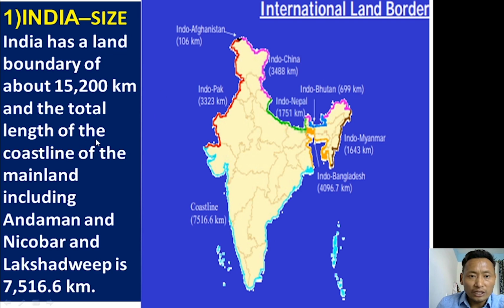And the total length of the coastline of the mainland. Coastal means these regions are coastal areas of India, because these lands are nearest to the sea. Including the Andaman and Nicobar Islands, this blue one, and the Lakshadweep Islands, the total is 7,516.6 kilometers. So this is India's length of boundary, India's total length of boundary in kilometers.